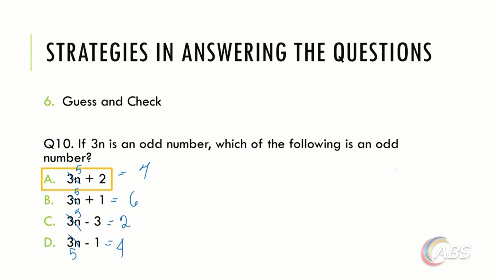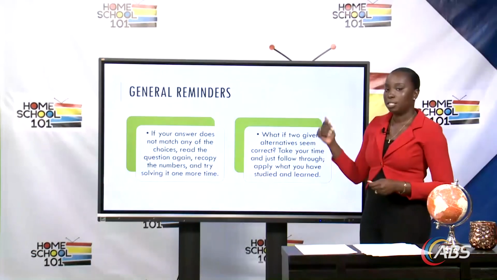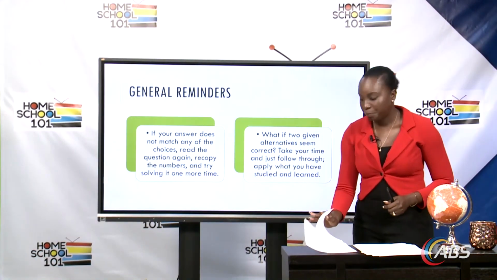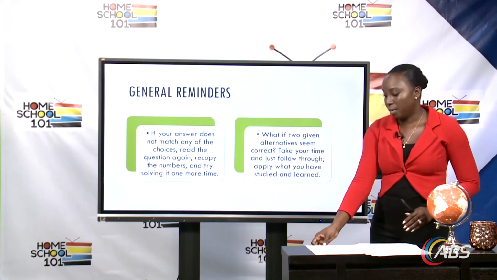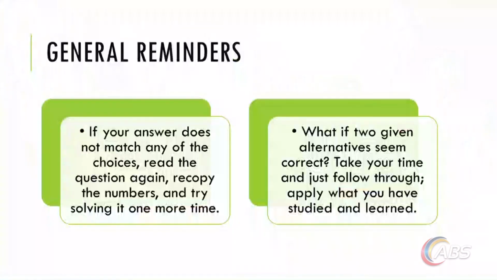Okay? So that's the end of our strategies, but just some general reminders. If your answer does not match any of the choices, read the question again. Recopy the numbers and try solving it one more time. You want to also remember the second point there. What if 2 given alternatives seem correct? Take your time and just follow through. Apply what you have studied and learned.